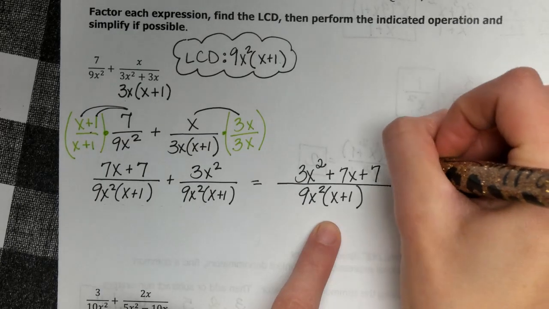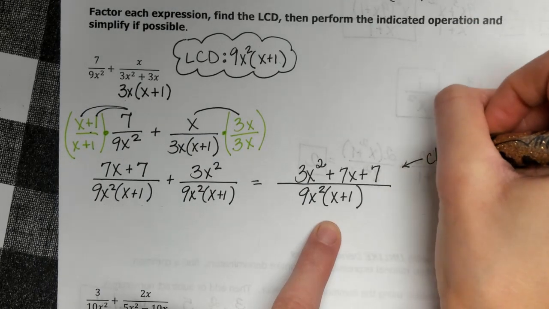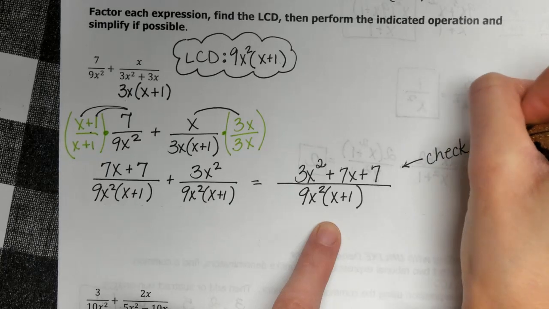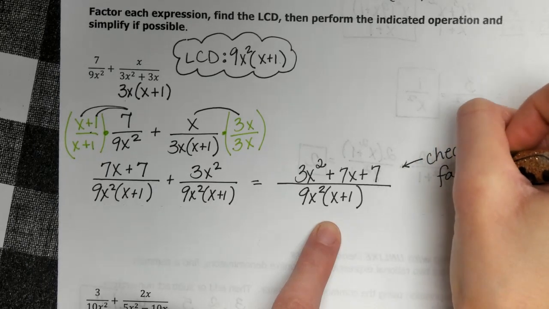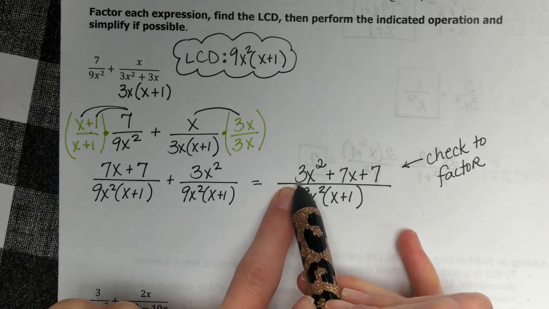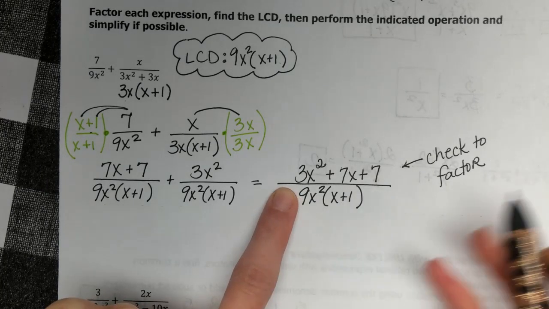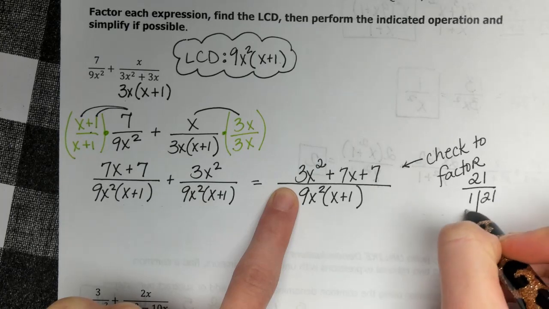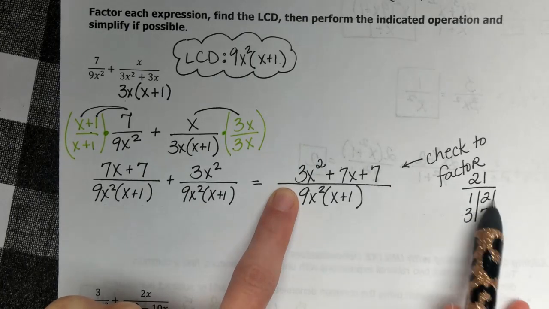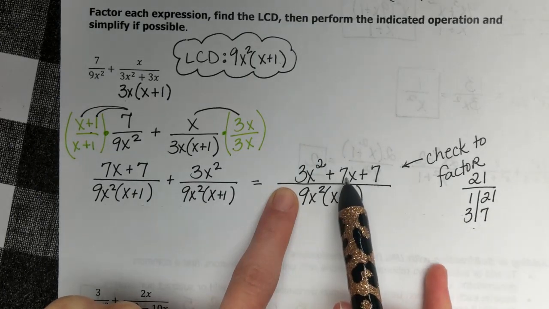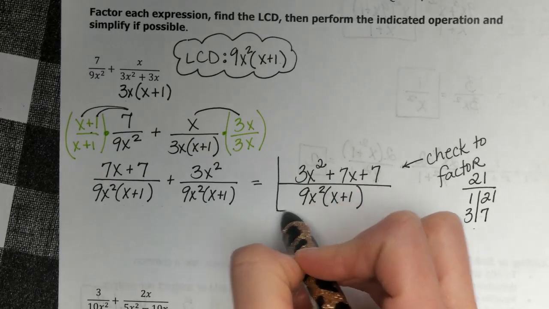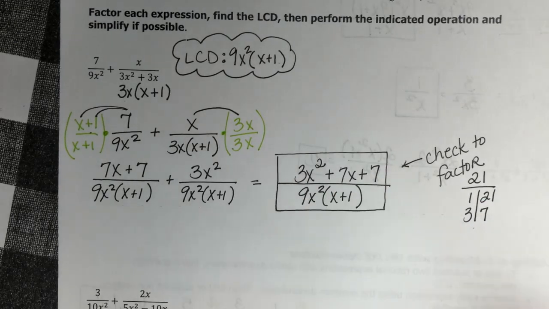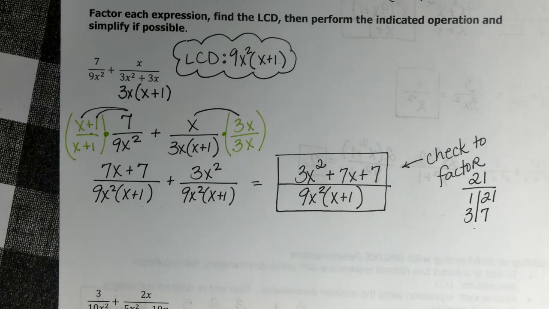Okay. Here, once you get here, you would check to factor. If I tried to factor it, I'd have to multiply 3 and 7, and that would give me 21. Factors of 21 are 1 and 21, 3 and 7. Neither of those would give me a 7. So I can't do anything with that. There's my answer. Yes?